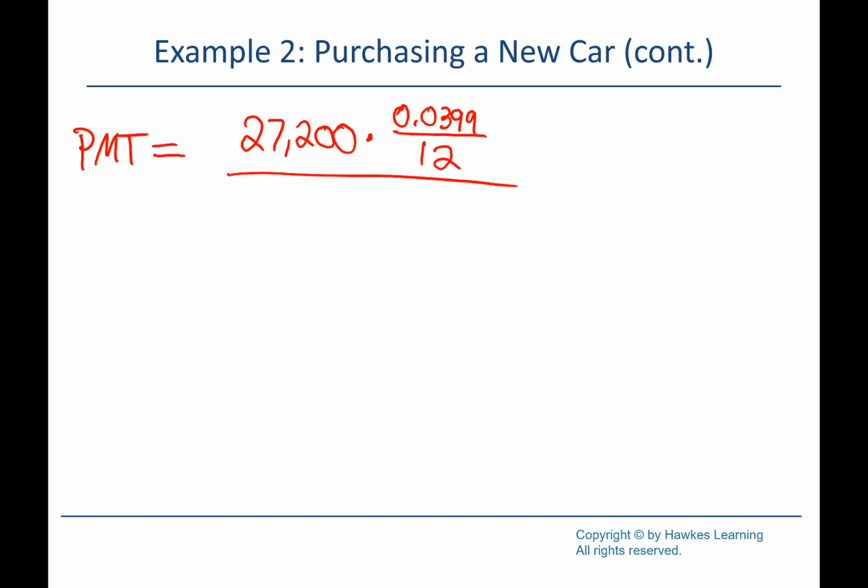So then we can plug into this formula, trying to calculate our payment. So that's P, which was, what was it? 27,200 times R over N, 0.0399 over 12. That's the top of our formula. Then on the bottom, I have 1 minus 1 plus R over N, so 0.0399 over 12, but then it's raised to the negative NT power, so to the negative 12 times 6 years power.